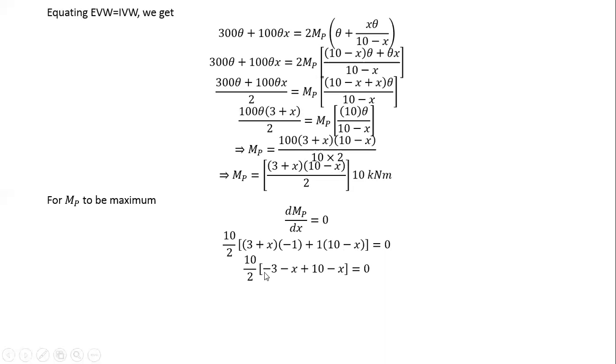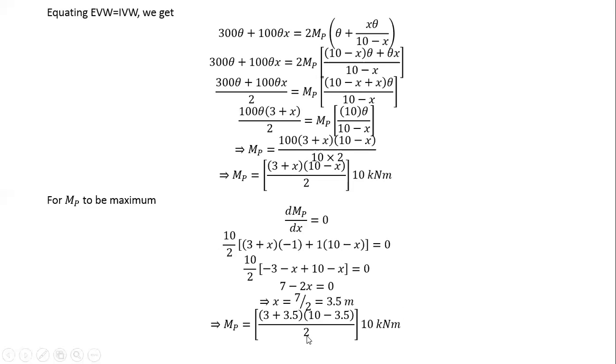Now this is 10 by 2 here. Just open it. Minus 3 minus x plus 10 minus x equal to 0. So this is 10 minus 3, it is 7 minus 2x equal to 0. Okay. So x is equal to 7 by 2, that is 3.5. So the hinge will form at a distance of 3.5 meter from the left joint. So what is MP here? Just put this value of x here. So this is 3 plus 3.5, 10 minus 3.5, divided by 2, into 10. So this comes out to be MP equal to 211.2.